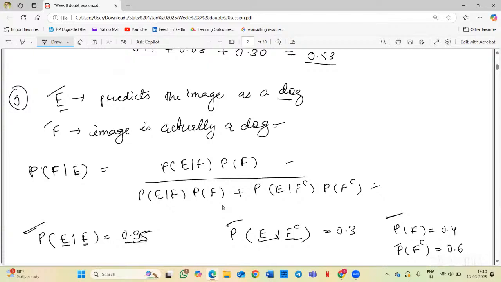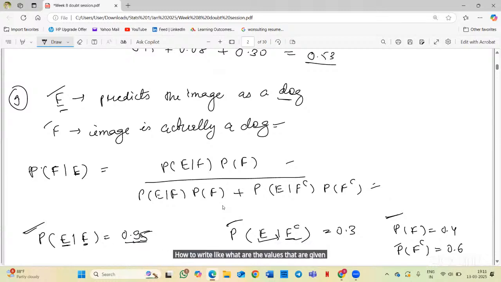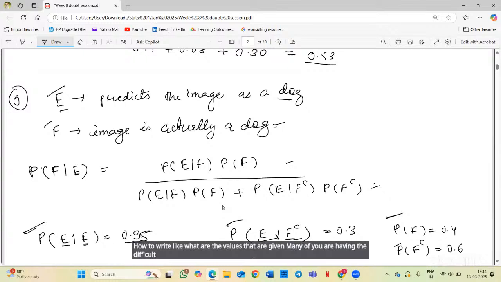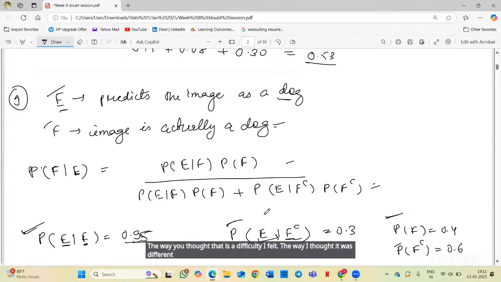Or you may also have doubts about how to specify some events and how to write the values that are given. Many of you are having difficulty in that question, right? Yes, ma'am, that is the difficulty I felt. The way I thought, it was different. I thought in terms of 100.